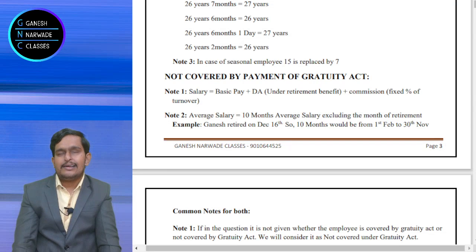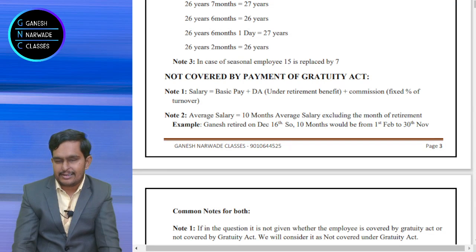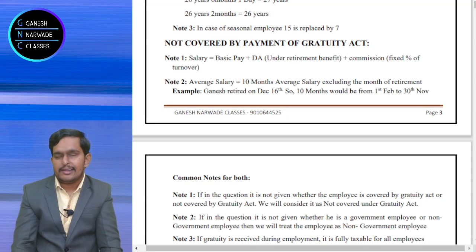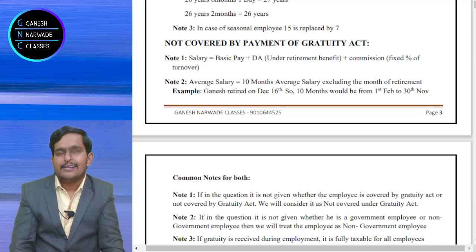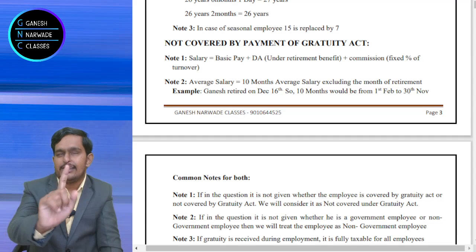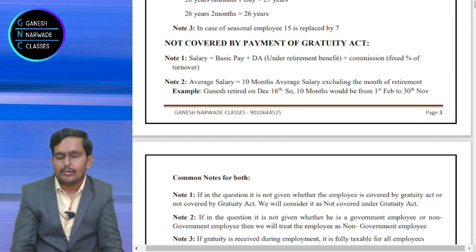Okay. So what is the third point if you are not covered by the Gratuity Act? Average monthly salary into 1 by 2 into completed years of service, fraction ignored. Fraction ignored means what? If it is 20 years 1 month, 20 years; 20 years 3 months, 20 years; 20 years 6 months, 20 years; 20 years 11 months, 20 years. So whatever extra is there, even 20 years 11 months 29 days, still ignore that and take only 20 years. This you should remember. Clear to all of you?